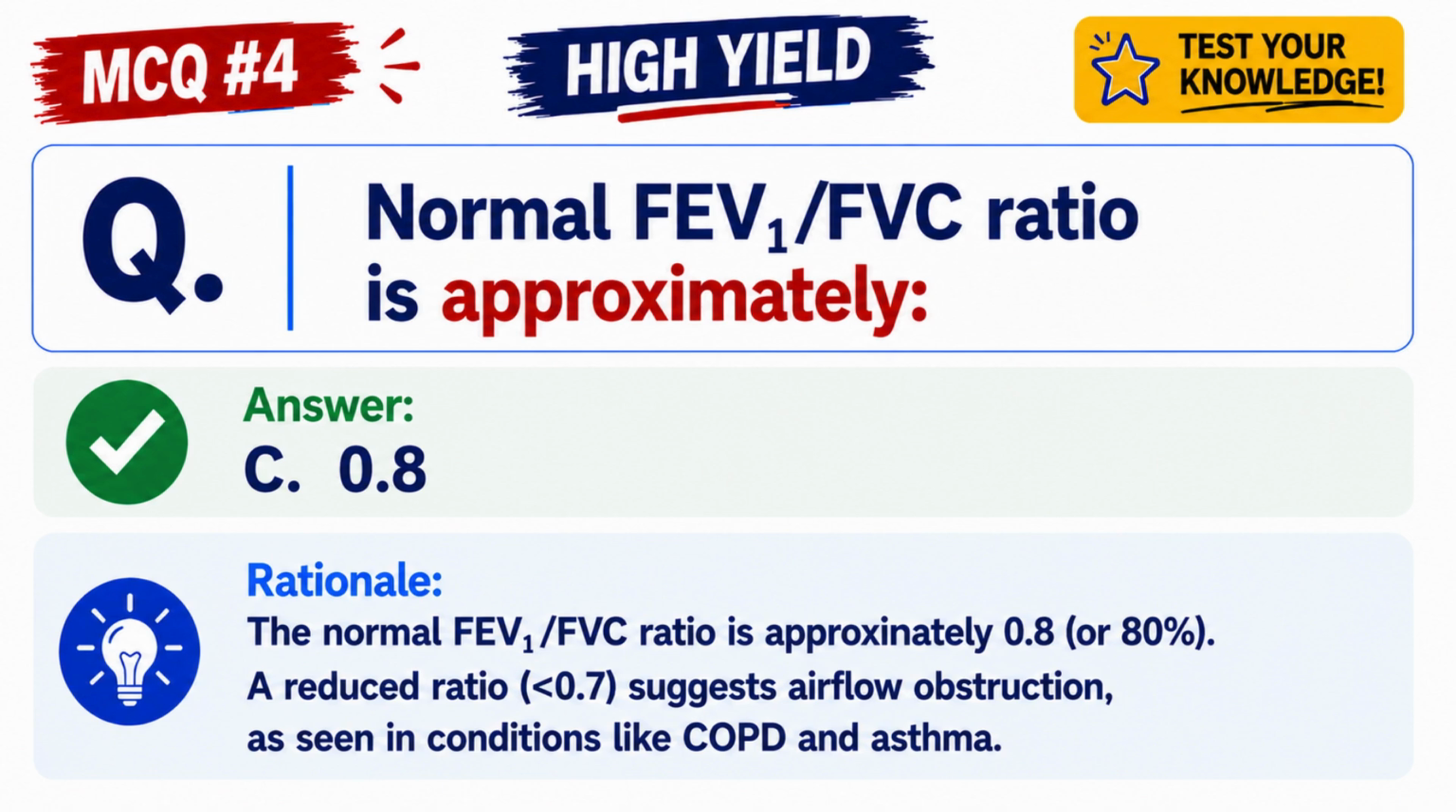Restrictive disease: pulmonary fibrosis, obesity, neuromuscular disease. The lungs are small. Both FEV1 and FVC decrease proportionally. The ratio is preserved, often normal or even elevated, because even though less air is available, what is there exits quickly through normal airways. The FEV1 over FVC ratio, less than 0.7, obstruction. Normal or elevated, restriction. One ratio, two completely different diagnoses. Every board exam, every spirometry report.